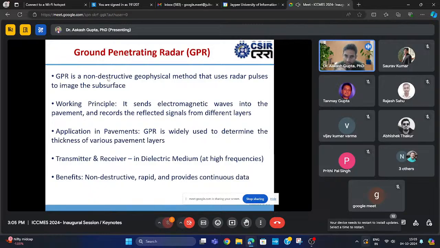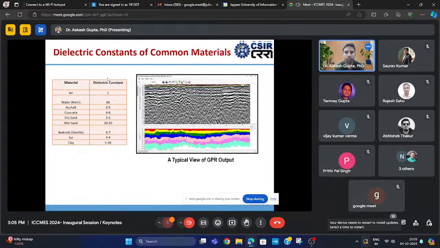So when there is a change in the dielectric constant, we need to depict the change, and with the help of that signature, we are able to determine the thickness. You see the dielectric constant. Air has a dielectric constant of 1, and fresh water has a dielectric constant of 80. This is the maximum dielectric constant, and air has the minimum. All the other materials will have a dielectric constant value between 1 and 80, right?